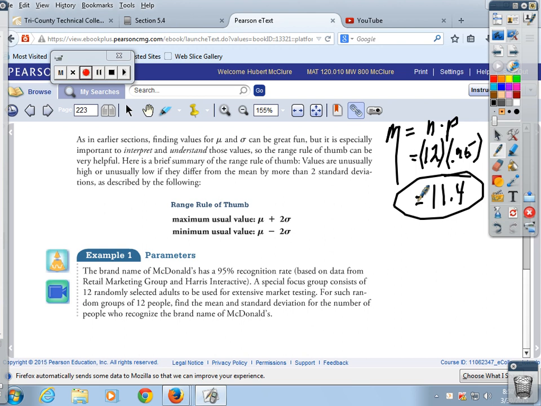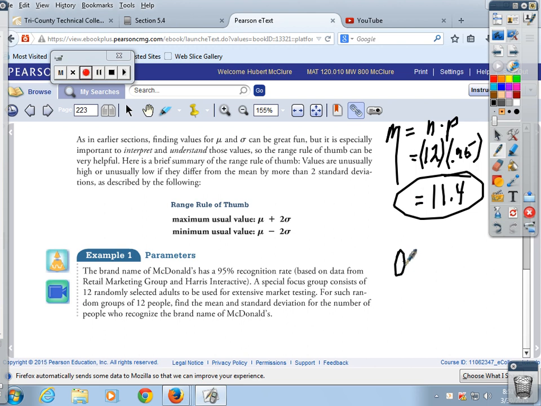Well, if you take any 12 people, you go out in the hallway and pick out 12 people, 11 of them are going to understand what the logo of McDonald's is, or they're going to recognize it. Why isn't it 12? Well, isn't it getting pretty close to 12? Yeah, it is. All right, so let's go ahead and get our standard deviation.